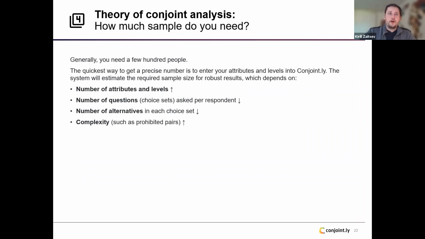Another consideration that always comes up is how much sample is required for a conjoint study. Generally speaking, you'll need at least a couple of hundred people. Again, this is because we're not looking at these results in a traditional way. We're computing a statistical model that is estimating these parameters, and so we really need enough meat for that statistical model to work.